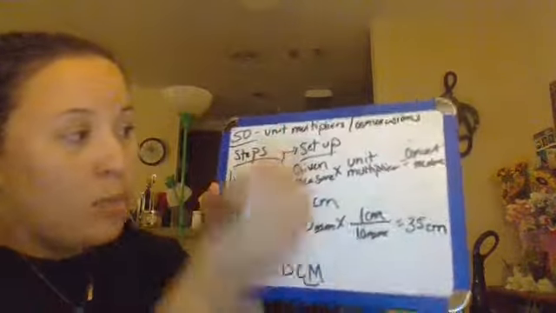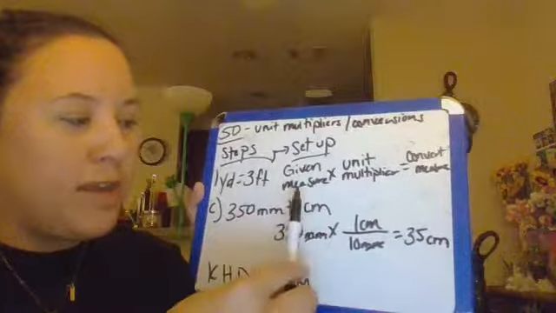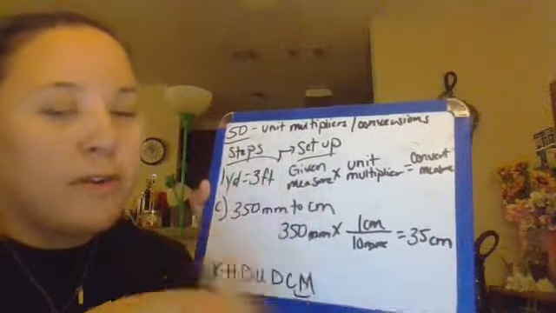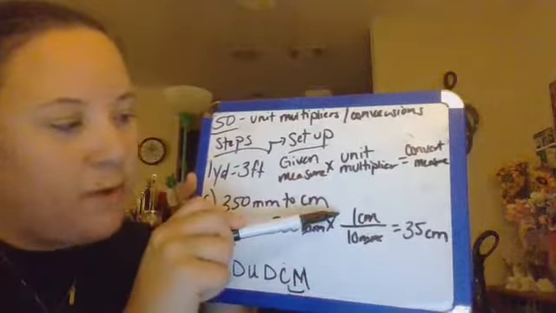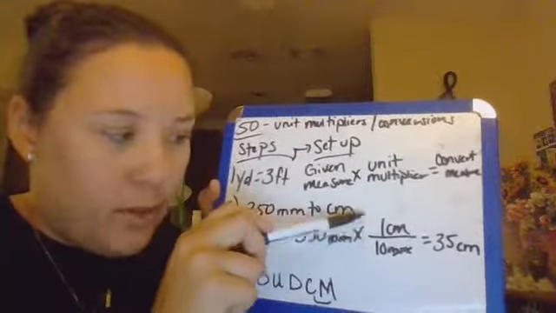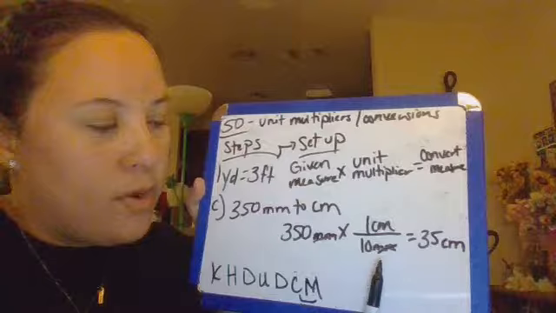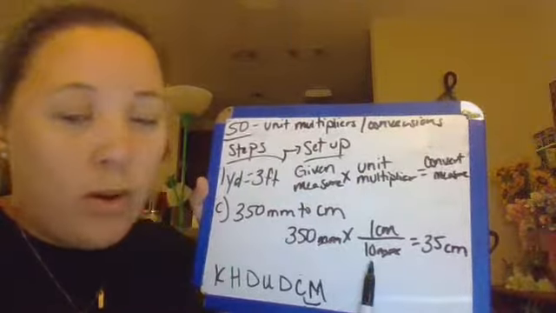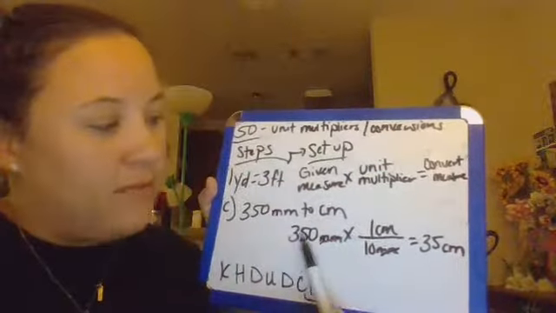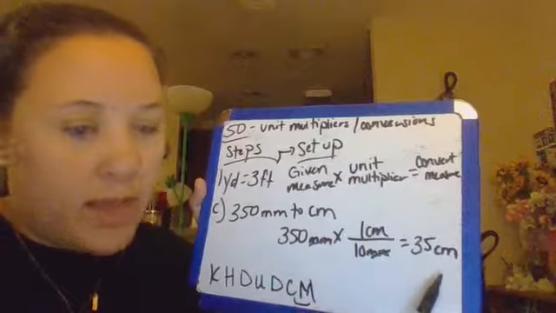So again, whenever we set up our equation, our given measure, whatever we're converting to goes on top of our fraction that we have here. And if our number is on the bottom, we're dividing it. If the number is on the top, we're multiplying it to get the answer.